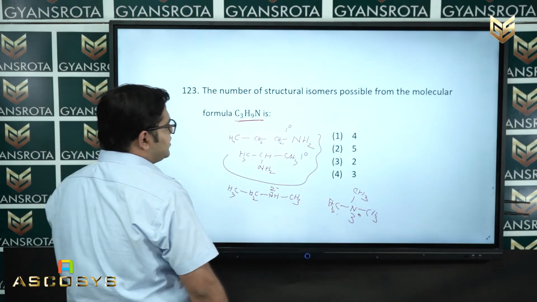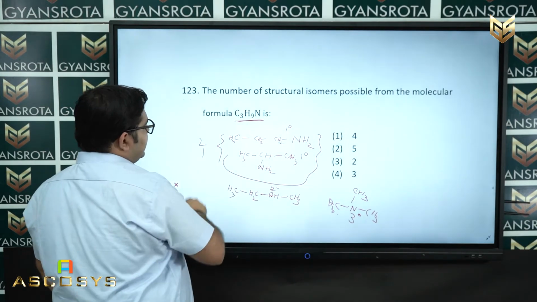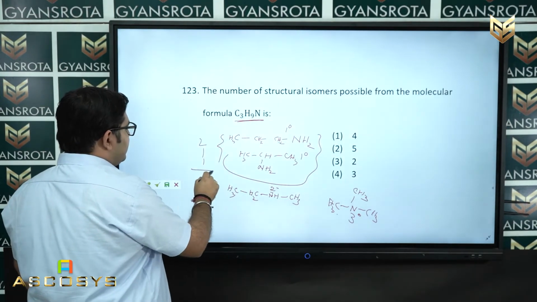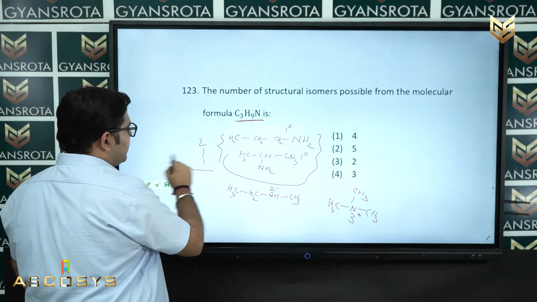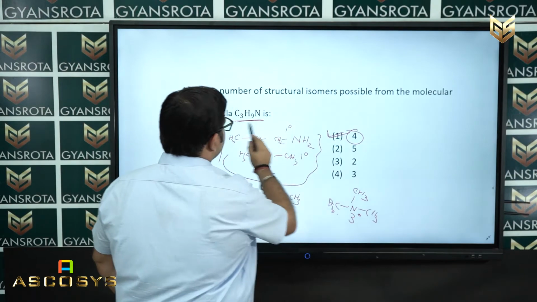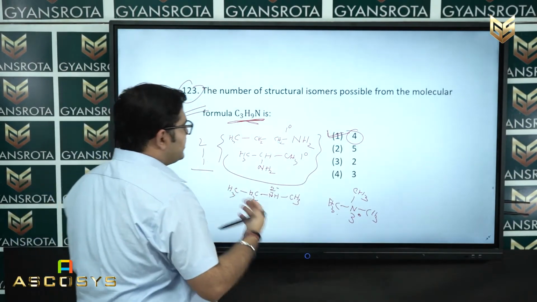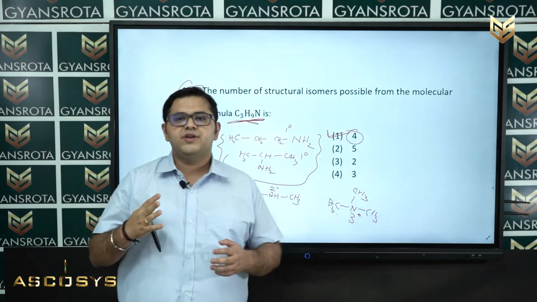So, how many structures are possible? 2 primary amines, 1 secondary amine and 1 tertiary amine. So, 2 plus 1 is 3, 3 plus 1 is 4. So, 4 isomers are possible for this structure. So, answer number 1 is the correct answer to question number 123.